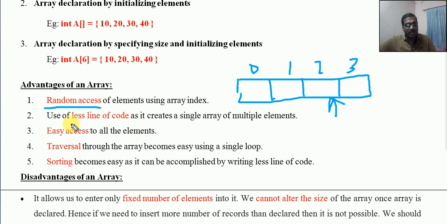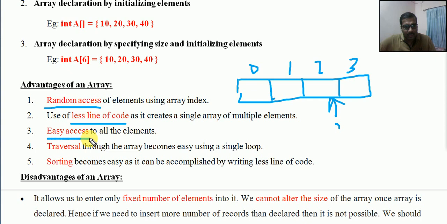The second advantage is that it uses fewer lines of code. If you want to access 100 elements, I simply require a for loop. Within the for loop I can access all the elements by giving an iterator variable like i: for i = 0, i less than the maximum size, i++, printf a[i]. All the values will be printed. Similarly scanf a[i]. I need only 2 or 3 statements. That is another important advantage of using arrays.